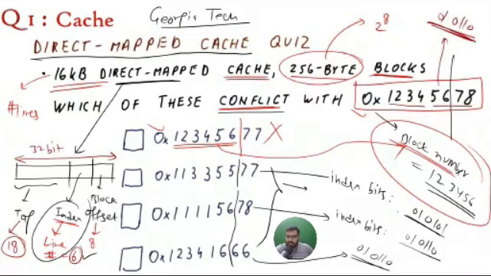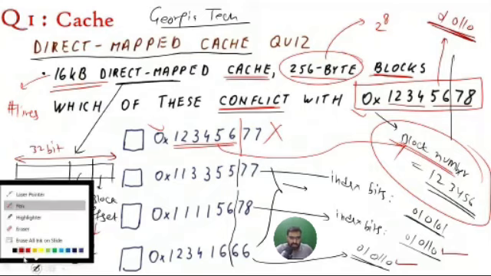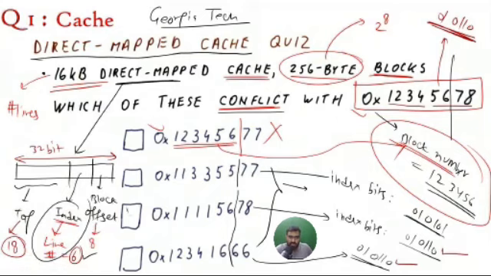So what does it mean? It means they are different blocks. So the answer will be this and this. These two are different blocks and they are mapping to the same line number. Different blocks are mapping to the same line number. So that is the reason the answer will be option C and D.